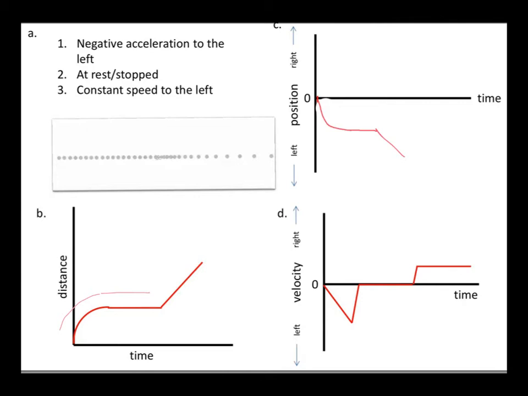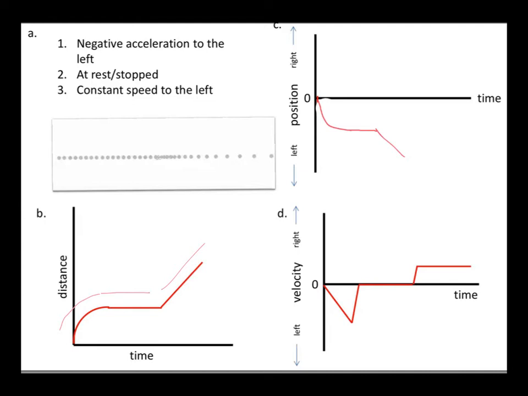So the distance isn't changing, and that's how you know it's staying still, right? Remember that the faster you're going, the more vertical your line is. And then after that, we had a constant speed, so the line becomes straight. Then on C, we learned how to do time position.